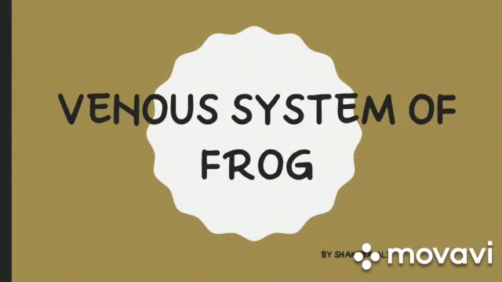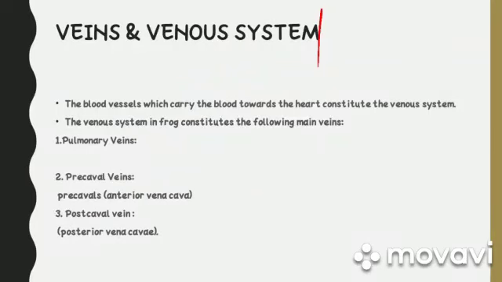Our today's topic is venous system of frog. So what are veins? Veins are the blood vessels which carry deoxygenated blood towards the heart, except the pulmonary vein which contains oxygenated blood.